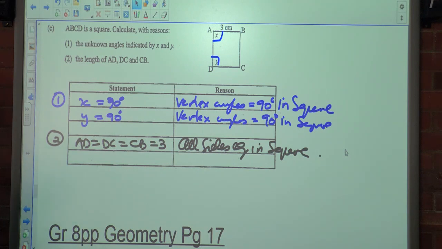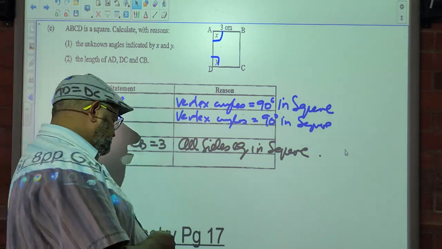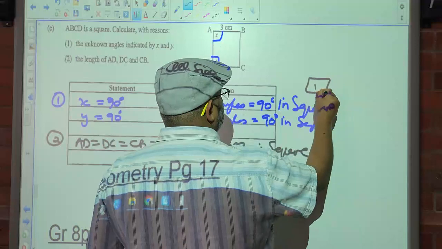Yes, Michael. For the reason, is it fine if we just put the symbol of a square instead of writing square? What's the symbol of a square? So we just use the square symbol. Yes. You want to know if instead of writing square, can you do this? Yes.